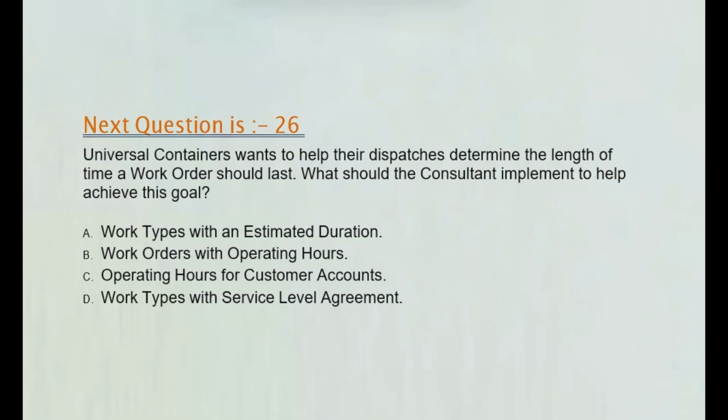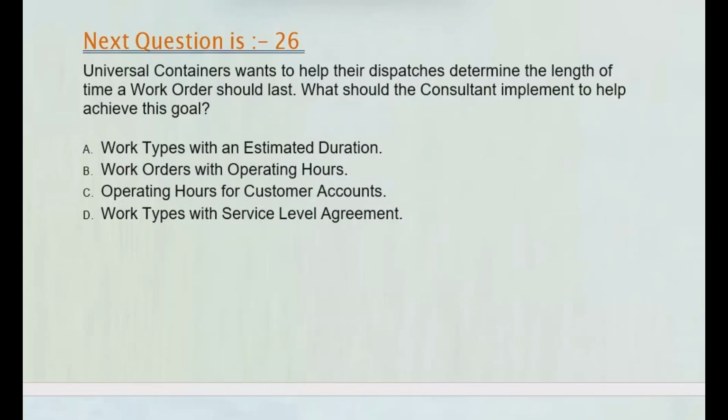Question is Universal Containers wants to help their dispatchers determine the length of time a work order should last. What should the consultant implement to help achieve this goal? Option A. Work types with an estimated duration. Option B. Work orders with operating hours. Option C. Operating hours for customer accounts. Option D. Work types with service level agreement. Correct answer is option A.